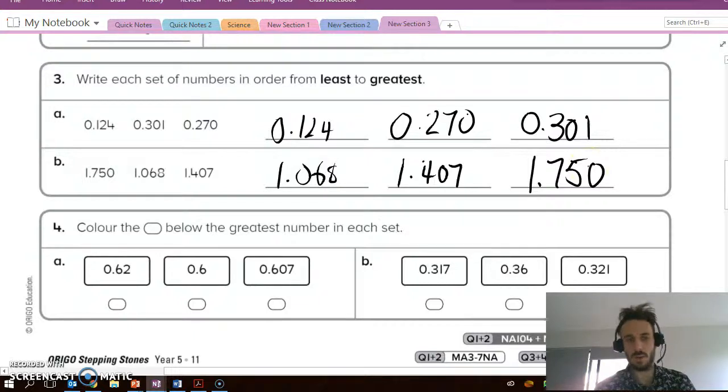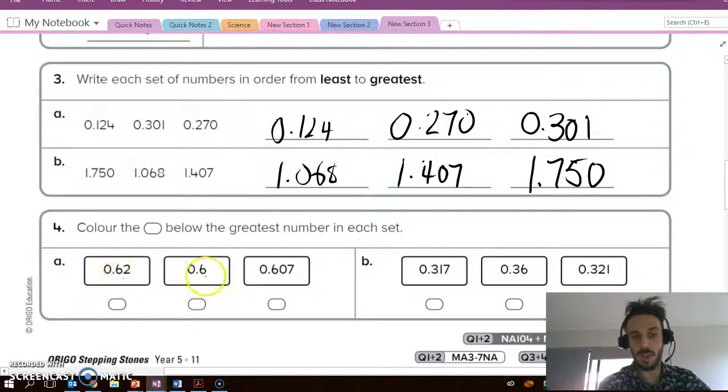I can skip straight on down to question 4, I think. It says, color the circle beside the greatest number in each set.